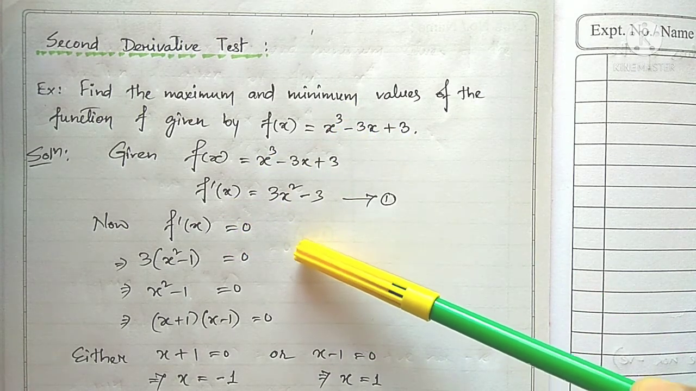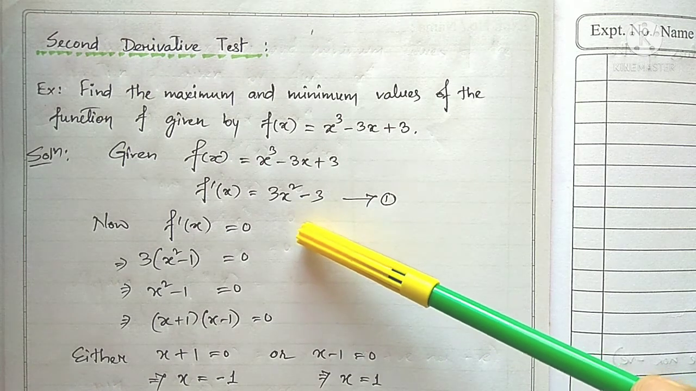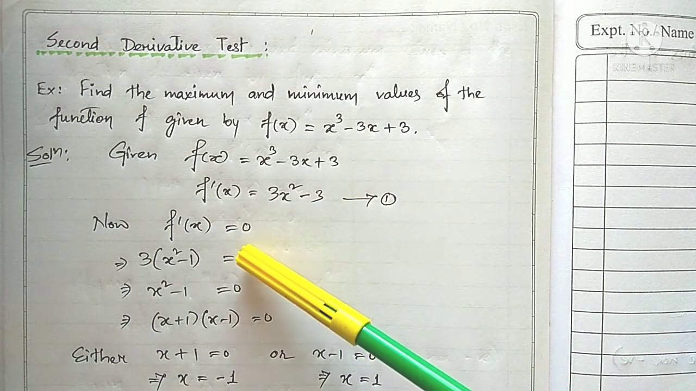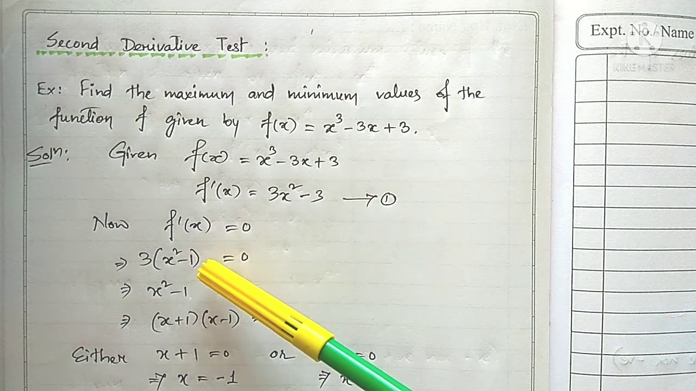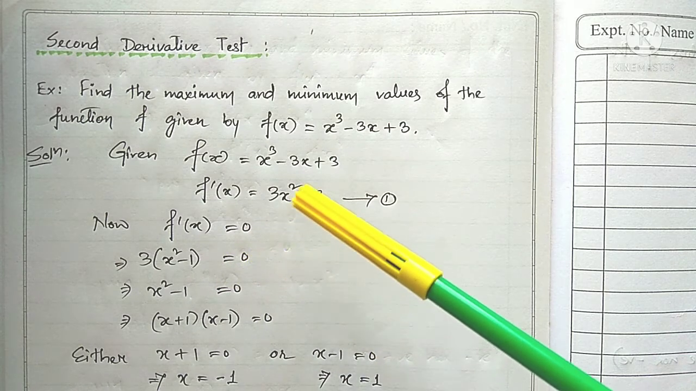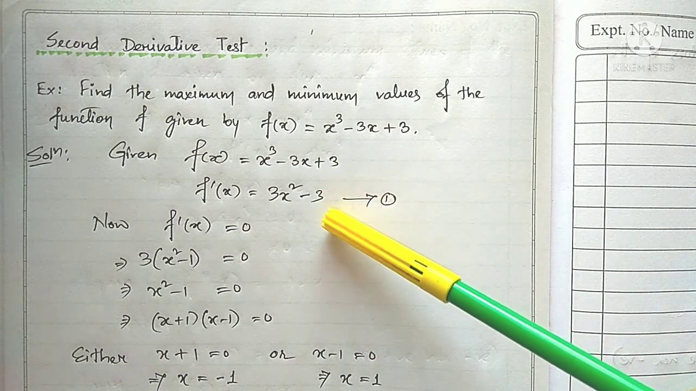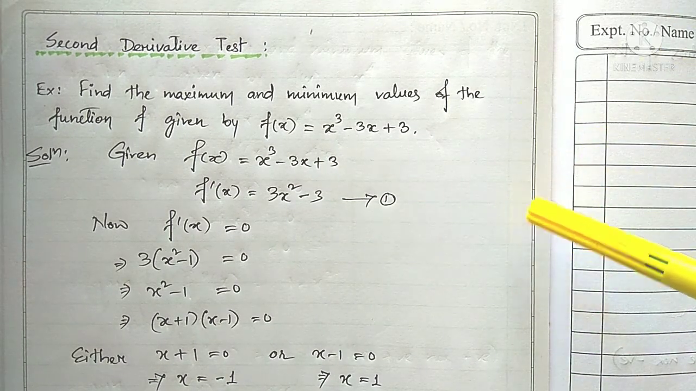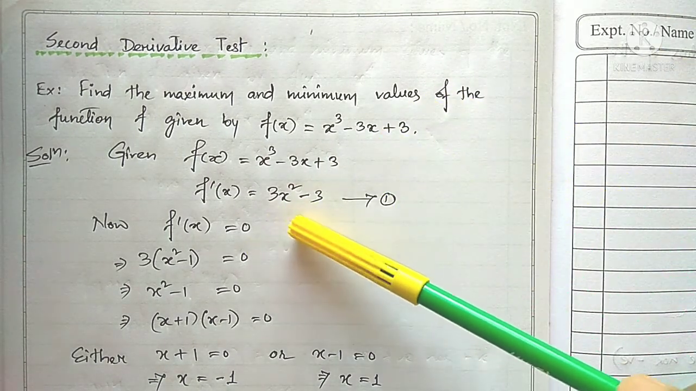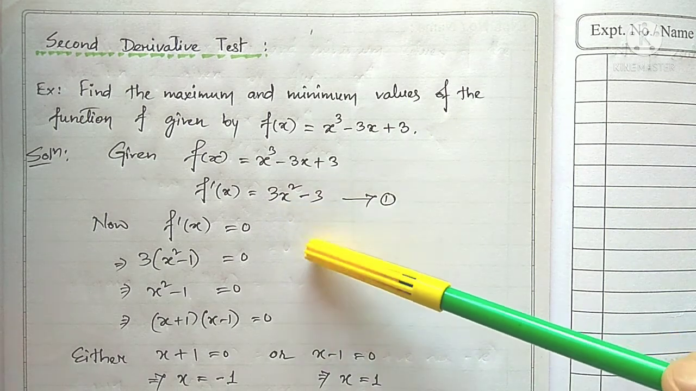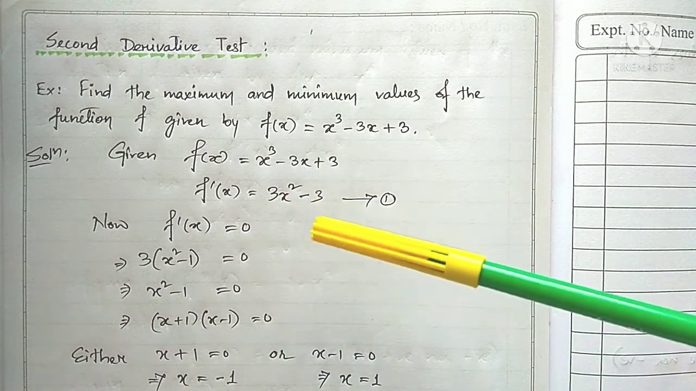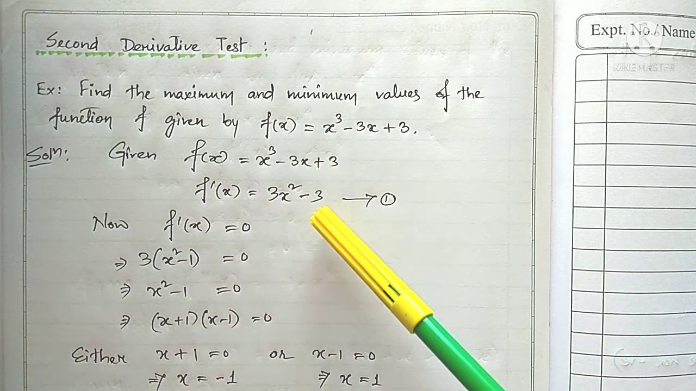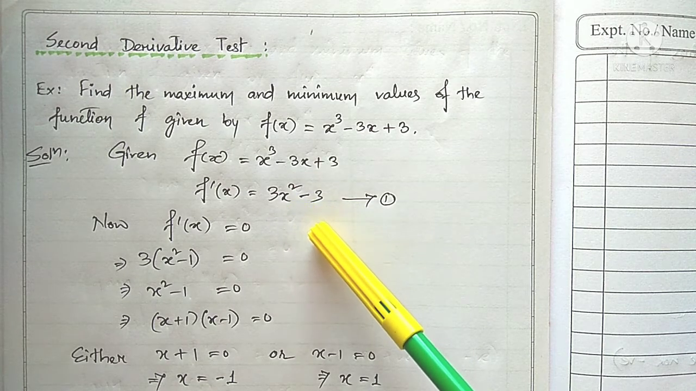Now f dash of x equals 3x square minus 3. The second step is that we write f dash of x equals 0. Why do we write f dash of x equals 0? Because we don't know whether it is a maximum or a minimum. In the first derivative test we know maximum is greater than 0 and minimum is less than 0, but here we don't know, so we write f dash of x equals 0, and in place of f dash of x we put the function 3x square minus 3.